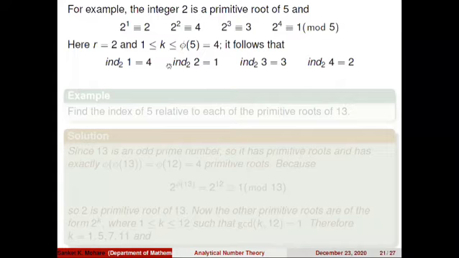Okay, similarly, where is the index of 2? Here it is, as R to the power some k is congruent to A. So the index of 2 relative to primitive root R is the smallest power. The index of 2 relative to 2 is the smallest power, which is 1. Similarly, the index of 3 relative to primitive root 2 is 3. Similarly, the index of 4 relative to R, that is primitive root 2, is the smallest power, which is 2. So the index of 4 relative to 2 is 2.